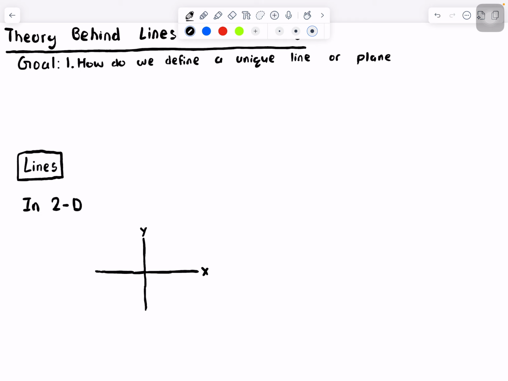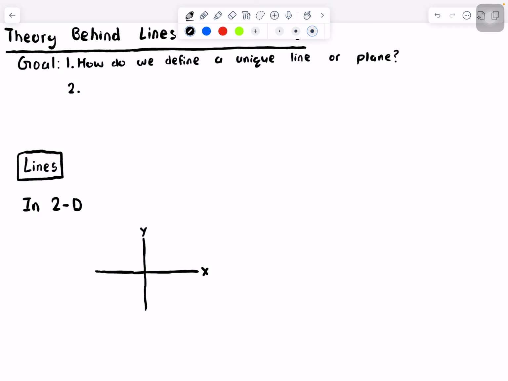Okay. So when I say unique, I don't want there to be any ambiguity between me and let's say some other character, Bob, that we're talking about the same line. If we have some mathematical description of a line, Bob should not be thinking of some different line while I'm thinking of another, right? We should all be talking about the same line. So we want to all be on the same page. So that's goal 1.